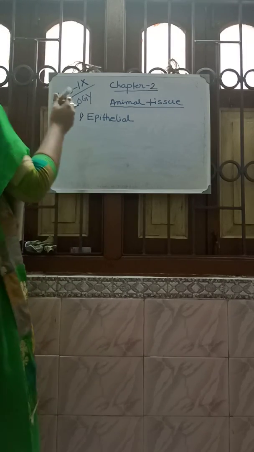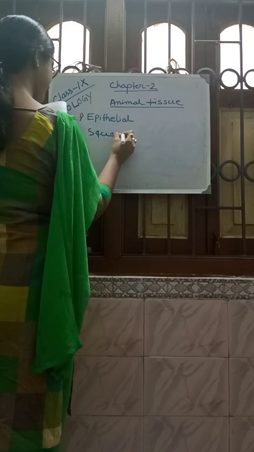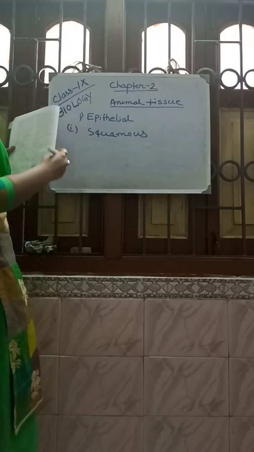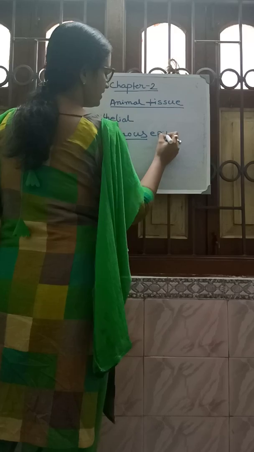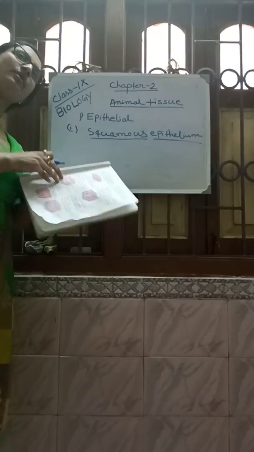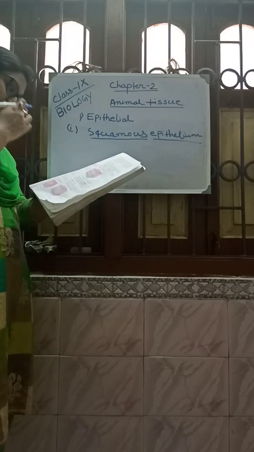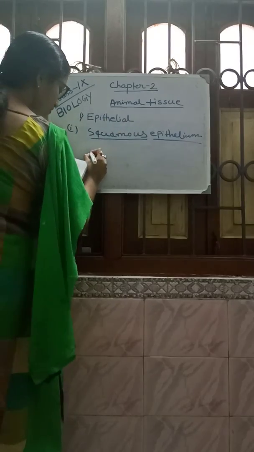First one is squamous epithelium. Squamous epithelium is one type of epithelial tissue. It is formed by flattened polygonal cells, and in surface view it looks like a mosaic, like floor tiles. The nucleus is also present.